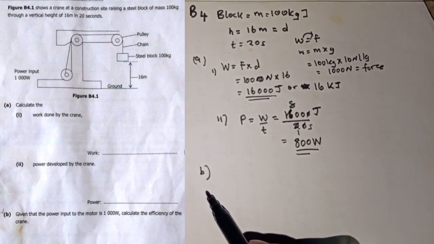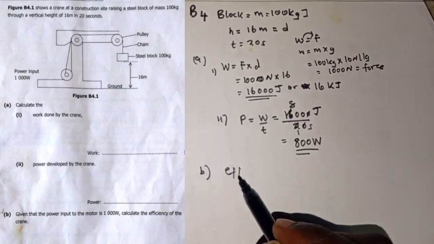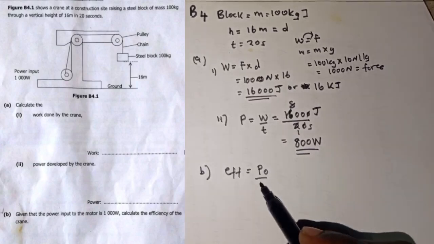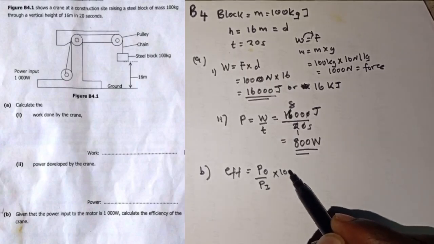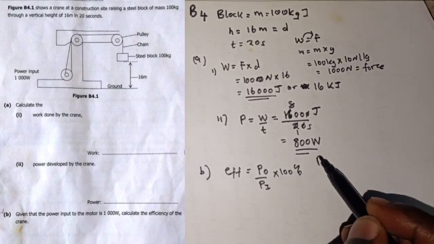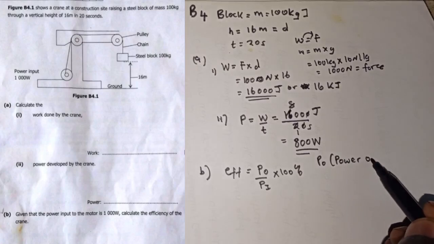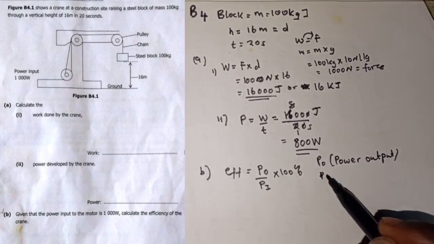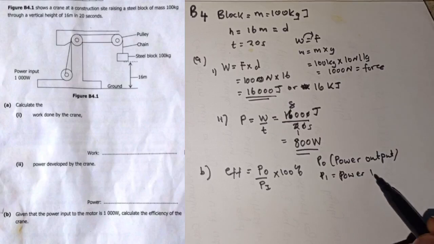Then the question says, given that the power input to the motor is 1000 watts, calculate the efficiency of the crane. So we know that efficiency is equal to power output over power input times 100. The PO is the power output and the PI is the power input.